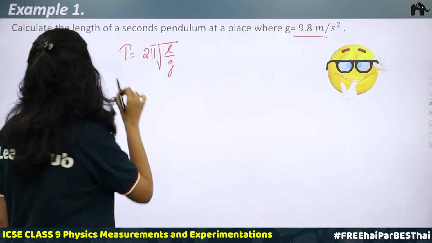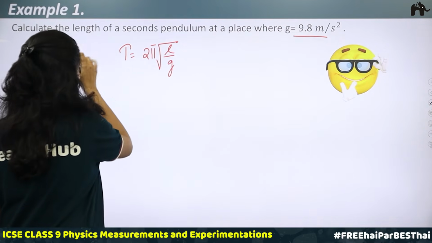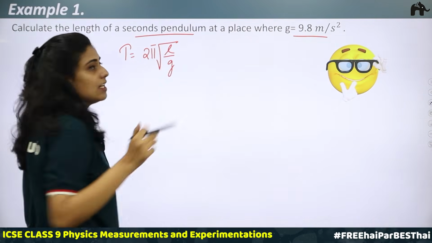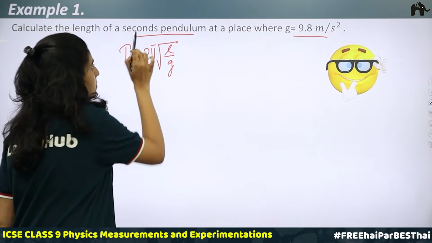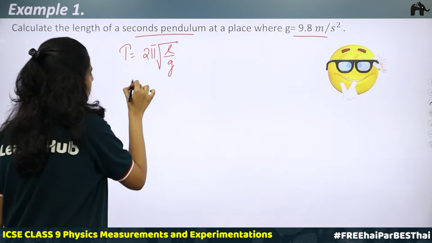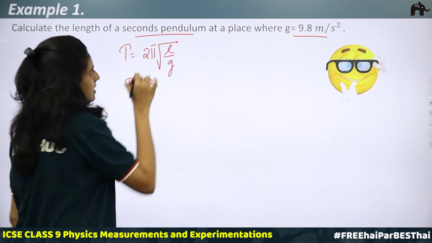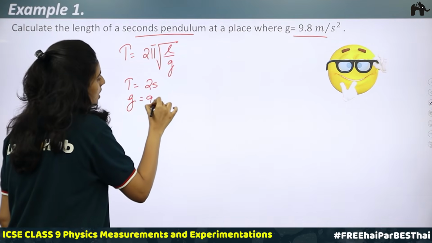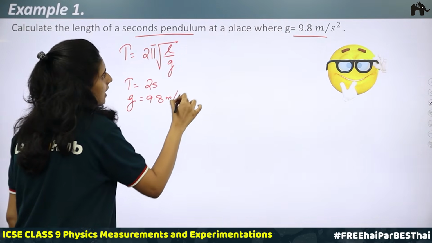Now here what is given? It is given that we have to calculate the length of seconds pendulum. What is a seconds pendulum? A seconds pendulum is a pendulum whose time period is 2 seconds. Okay, therefore T is equal to 2 seconds. What else is given? Acceleration due to gravity G is equal to 9.8 meter per second square.